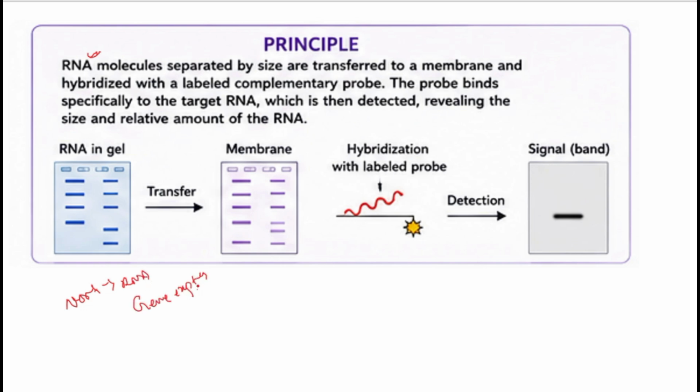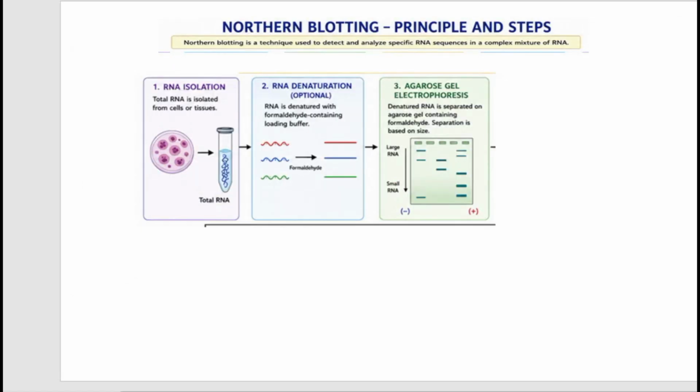So for that, the first thing which we have to do is extract the RNA from the sample. Then the second step will be that the RNA sample will be run on an agarose gel and it will be separated according to the molecular weight. Then it will be transferred to the membrane. After that, the hybridization will take place and then detection of the signal. This is the overall thing which we have to understand. So let us see this in a stepwise manner.